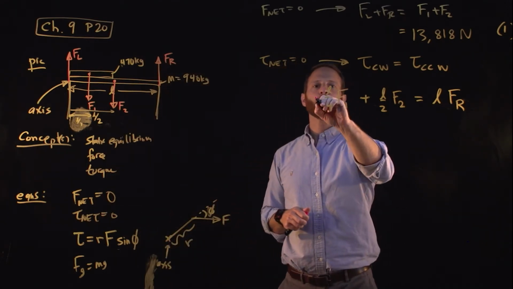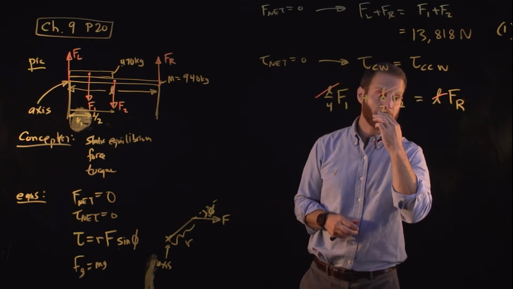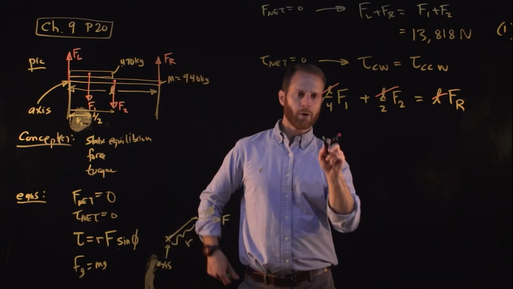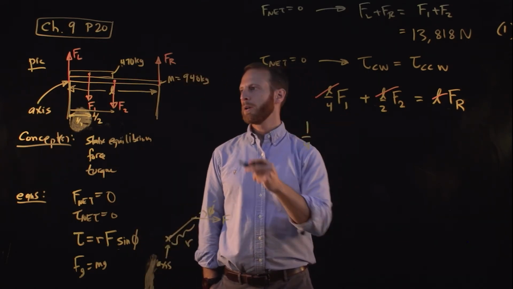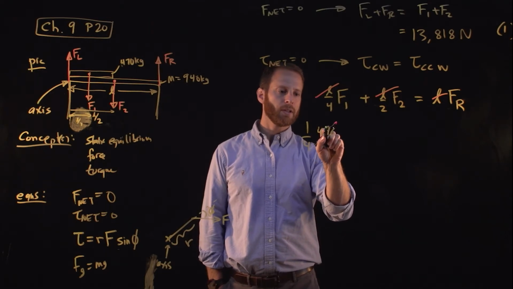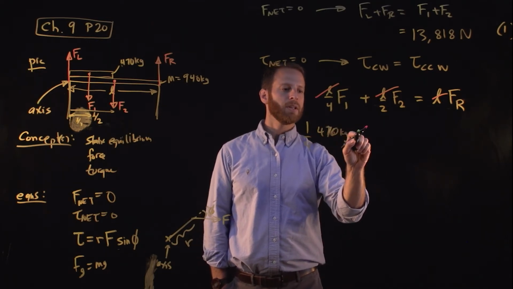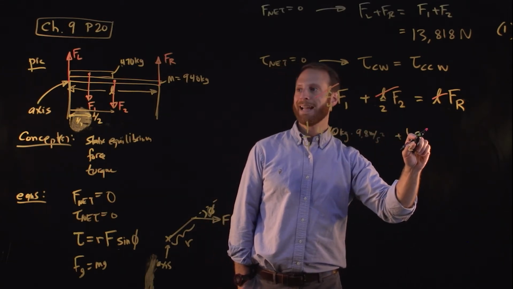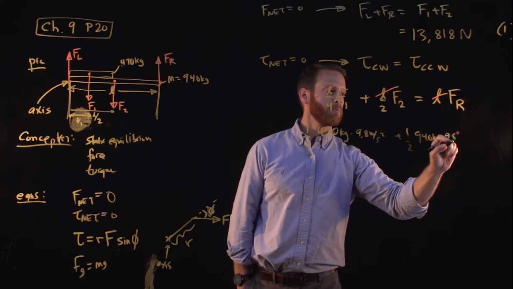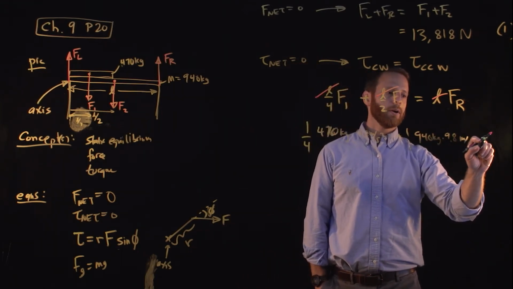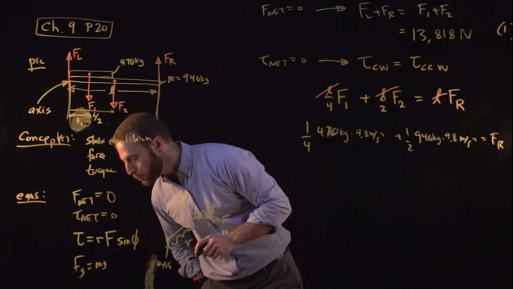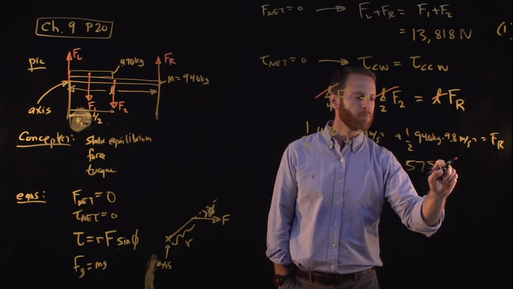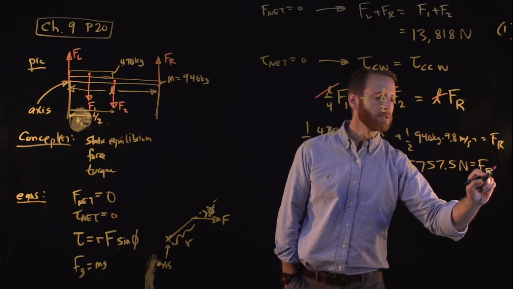You'll notice the actual length doesn't matter, as it shouldn't. They didn't give us any numbers. And F1 and F2 are things that you can compute. I'm just going to put in what they would be. F1 involves the 470 kilograms times the 9.8 meters per second squared. This thing has the 1/2, the 940 kilograms times the 9.8 meters per second squared, equal to Fr. When you compute this, what you should find is that Fr is 5757.5 newtons. We'll round this in a bit.